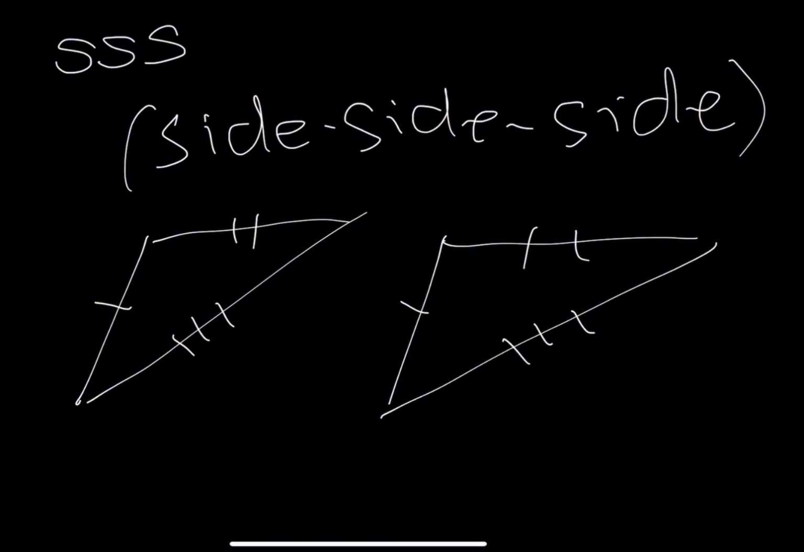When all three sides of two triangles are equal in length, there's only one possible way to construct the triangles, pretty much ensuring that they are definitely congruent because there's no other way to say it.